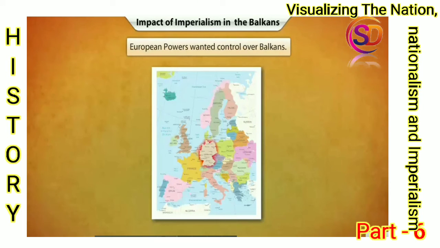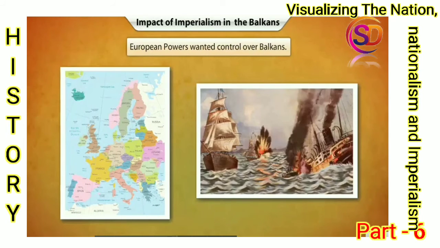Russia, Germany, England, Austria and Hungary were keen on getting control over the area. This led to a series of wars in the region, eventually resulting in the First World War.